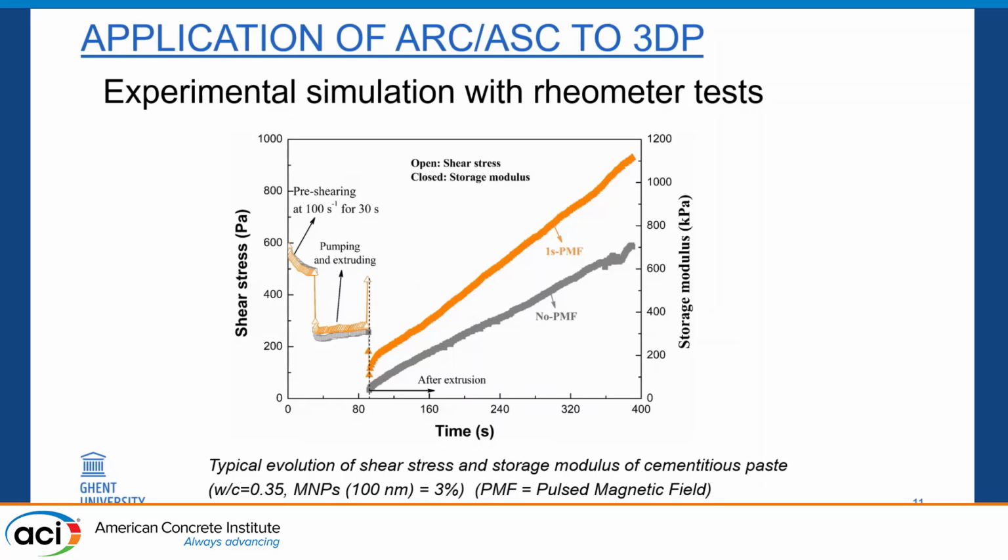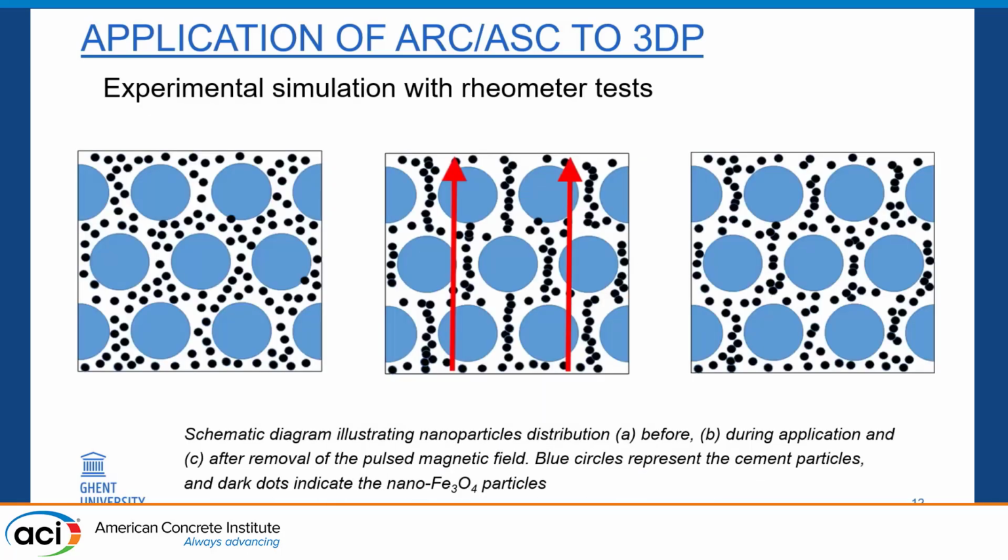So after this, you need to look at the right axis here, there it's the storage modulus. In the normal situation without magnetic field, this is the evolution of the storage modulus. Upon the magnetic pulse, 1 second only, you see a tremendous effect, and the modulus is really increasing very fast. Okay, this is in a small scale setup at rheometer level.